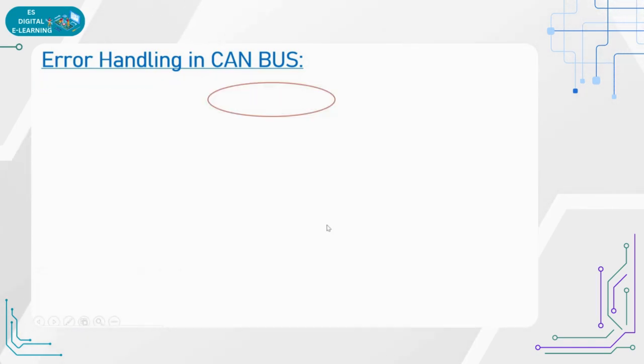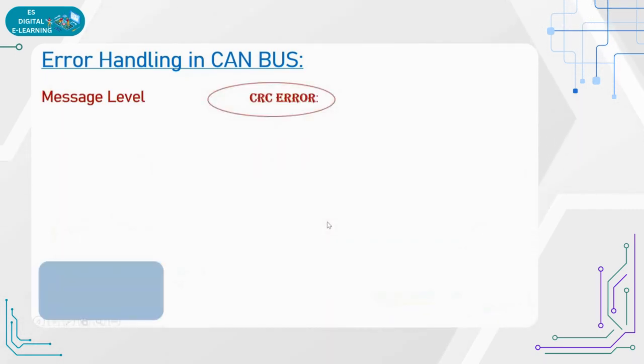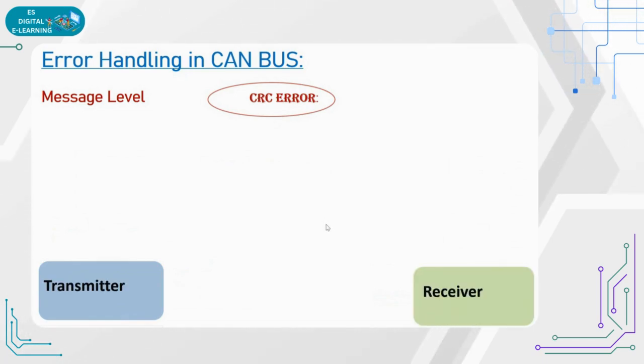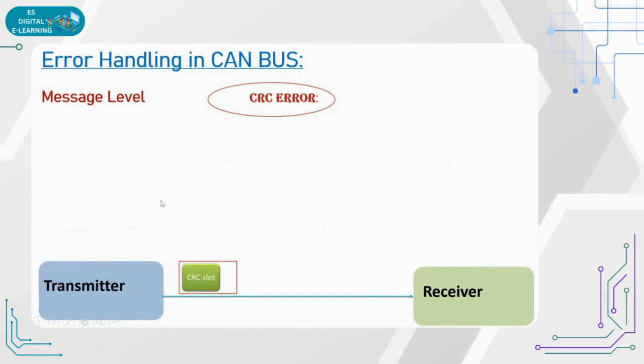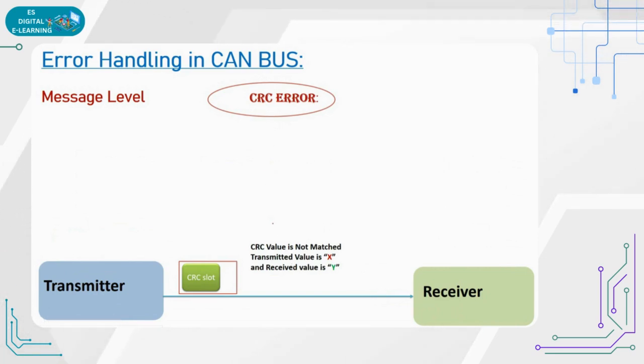These are some other points to understand in detail. Next, write down CRC error. The CRC error is identified by the receiver. We have the CRC slot, and with its help, whether the data we are transferring is correct or not is verified in the CRC slot. Write down CRC error. The CRC value is in the CRC slot.